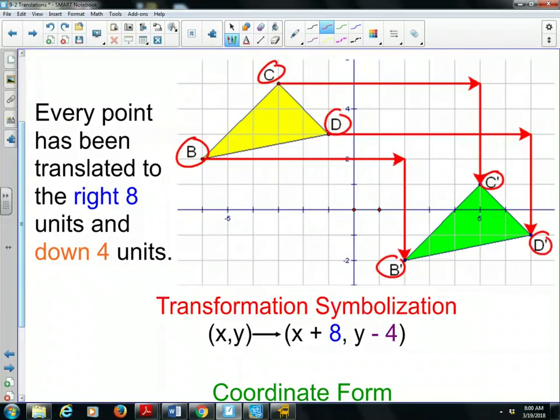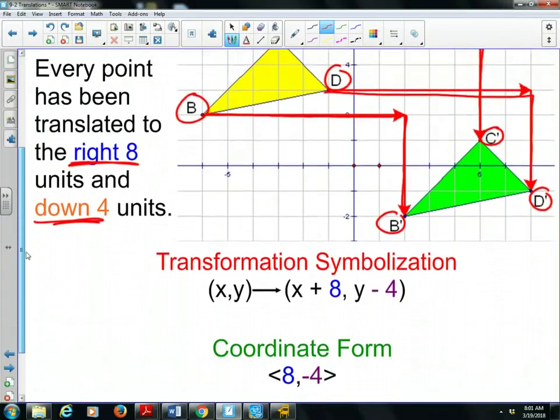The pre-image triangle BCD is moved 8 units to the right and 4 units down. So B went right 8 down 4, C went right 8 down 4, and D went right 8 down 4 to get our B prime, C prime, D prime. That is called a translation. The triangle still looks the same. It's facing the same way. It's the same size. It's just moved to a different spot.